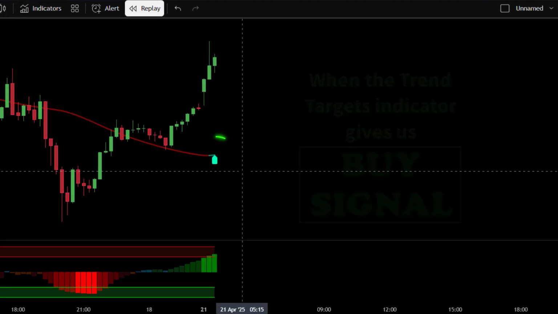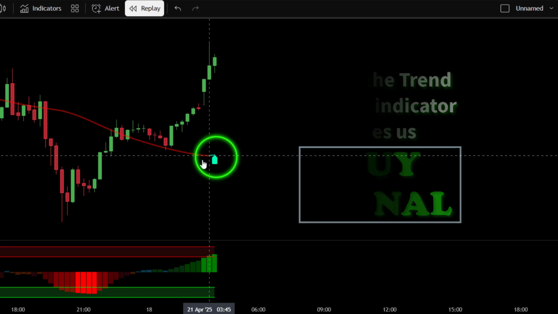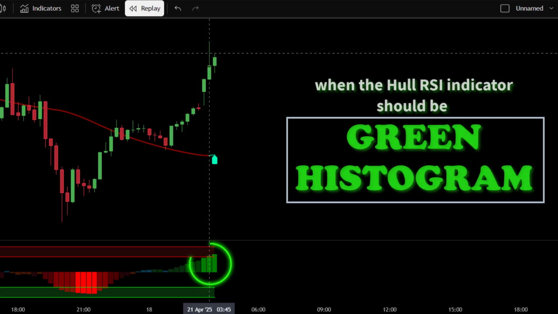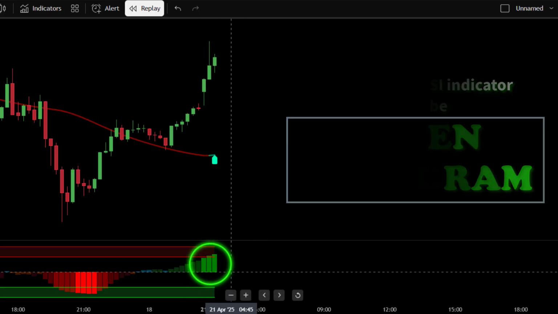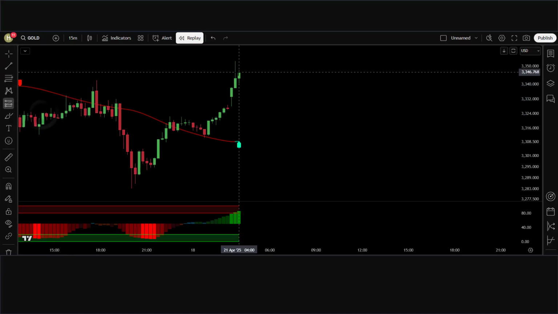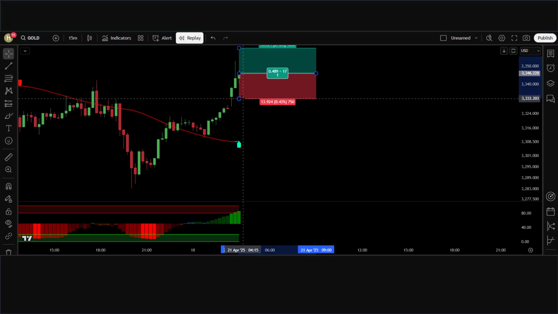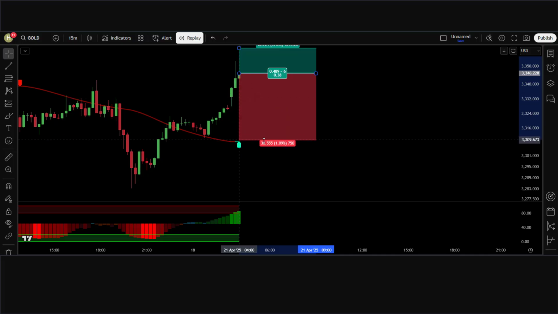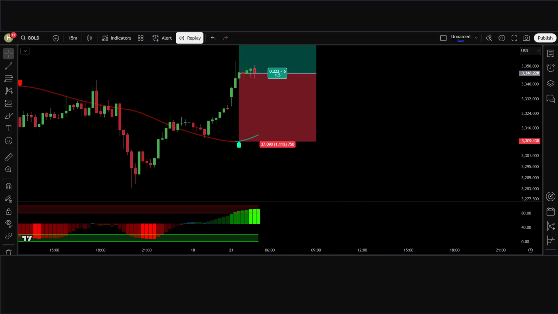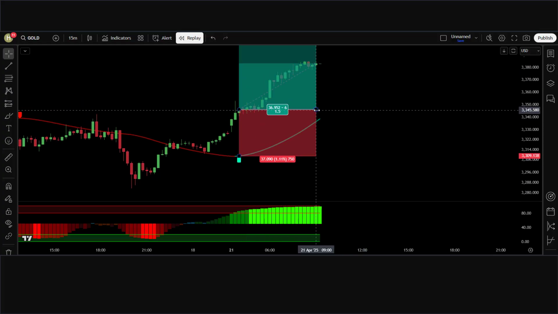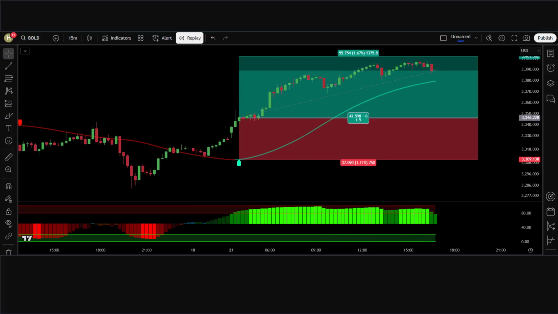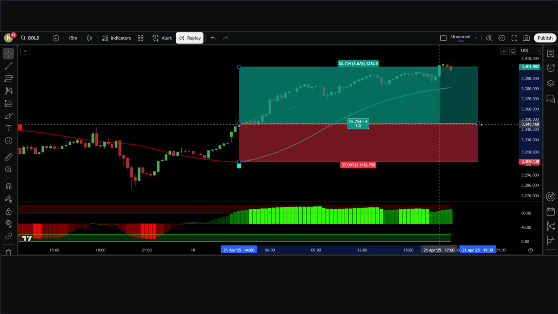Now, let's understand the concept where we will take buy and sell trades based on their conditions. When the Trend Targets Indicator gives us buy signal. When the market has formed a bullish candle. When the Hull RSI indicator should be green histogram. If this condition is fulfilled, then we will place buy order. Our stop loss will be placed at the baseline of Trend Targets Indicator. And the risk to reward ratio will be 1:1.5. The market has completely hit the target.